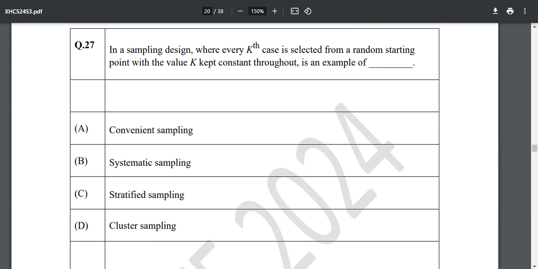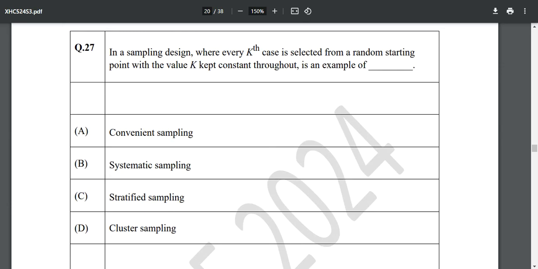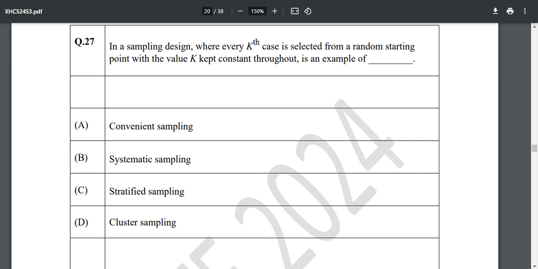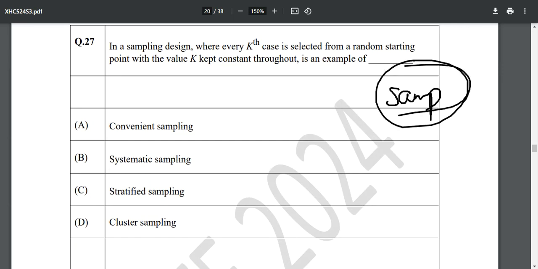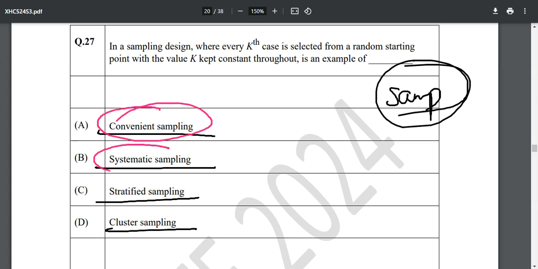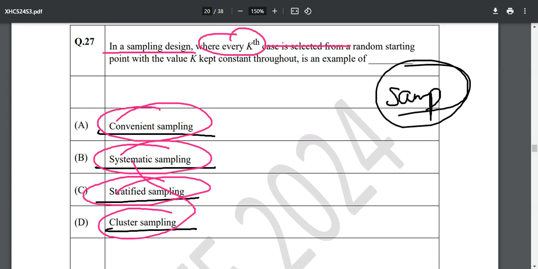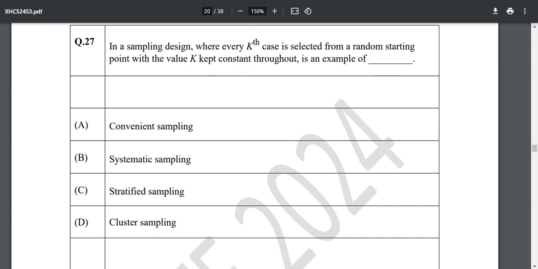Moving ahead to question number 27. In a sampling design where every kth case is selected from a random starting point with the value k kept constant throughout is an example of. So they have just asked the difference between sampling methods, the probability ones and non-probability ones: convenient sampling, systematic sampling, stratified sampling, cluster sampling. In a sampling design, every kth case is selected from a random starting point with value k kept constant. Okay, so we have systematic sampling over here. So option B is the correct answer over here.